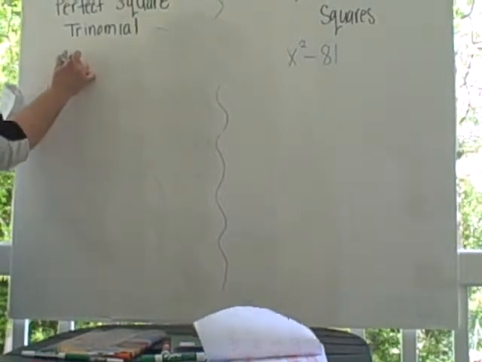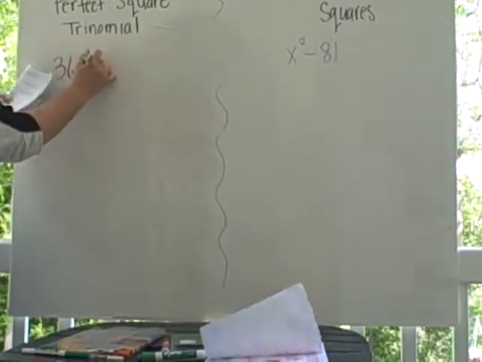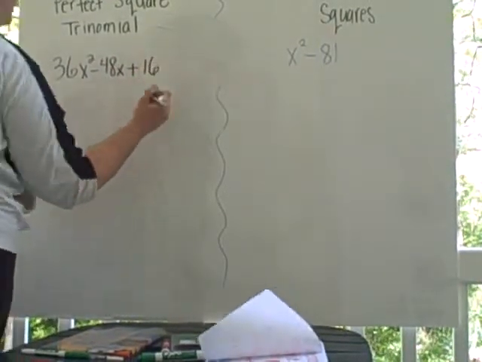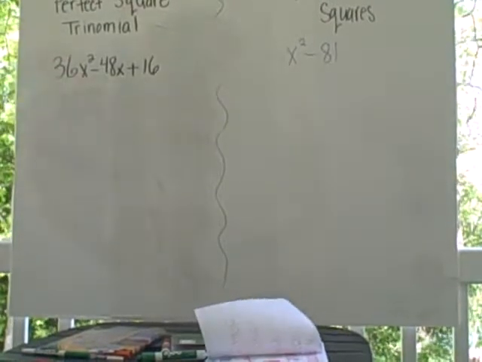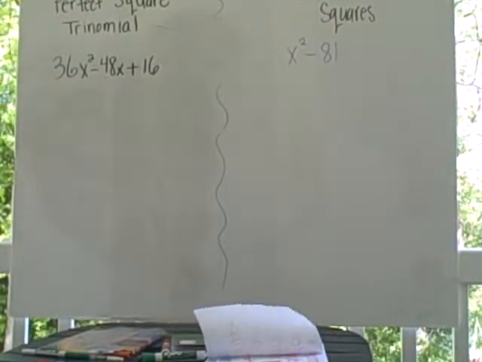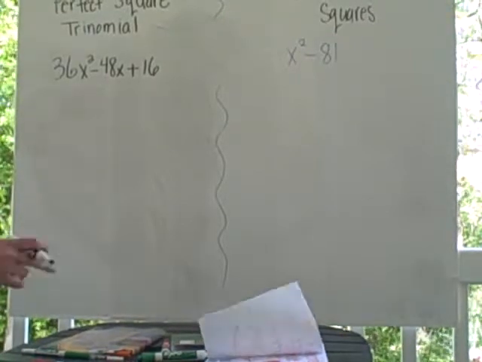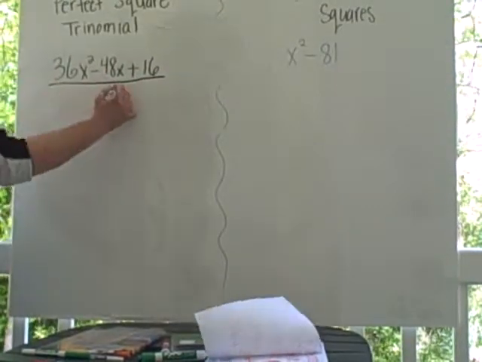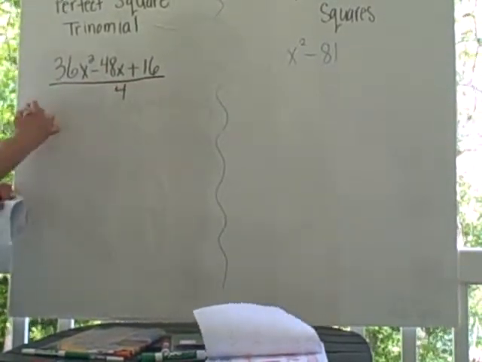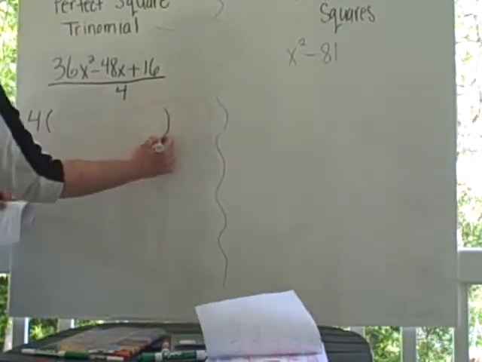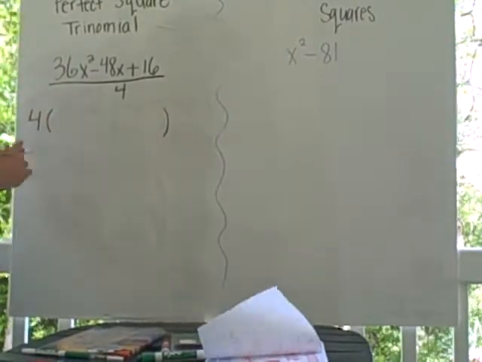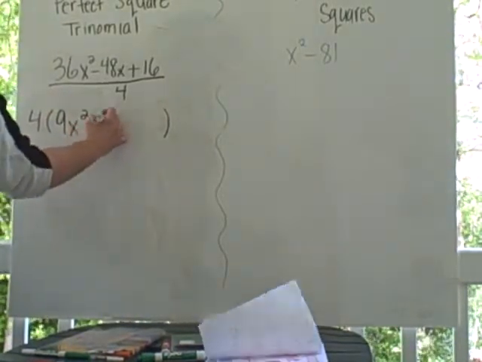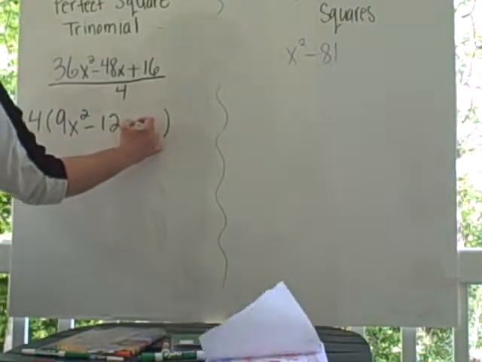Let's look at 36x squared minus 48x plus 16. In our attempt to factor this, the very first thing that we would do is factor out the common factor. The greatest common factor between all of these things is 4. So I would factor out first of all the 4. Put the 4 in the front of the parentheses. And in the parentheses, we're going to write what's left. What's left is 9x squared minus 12x plus 4.